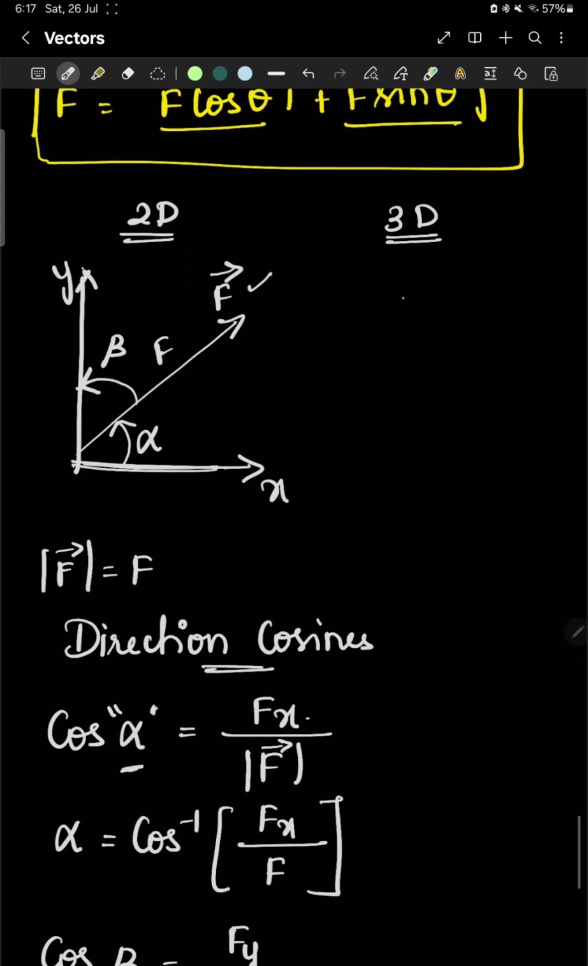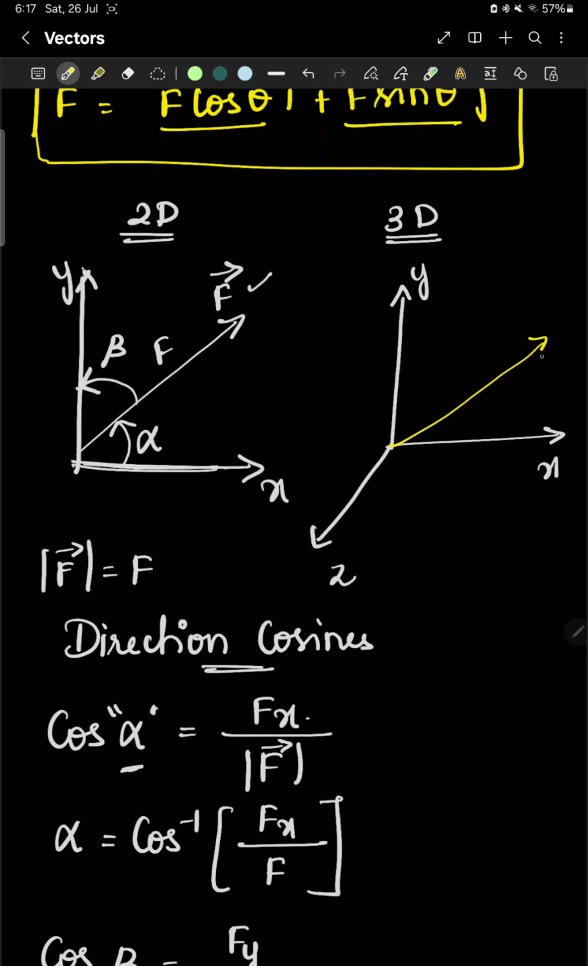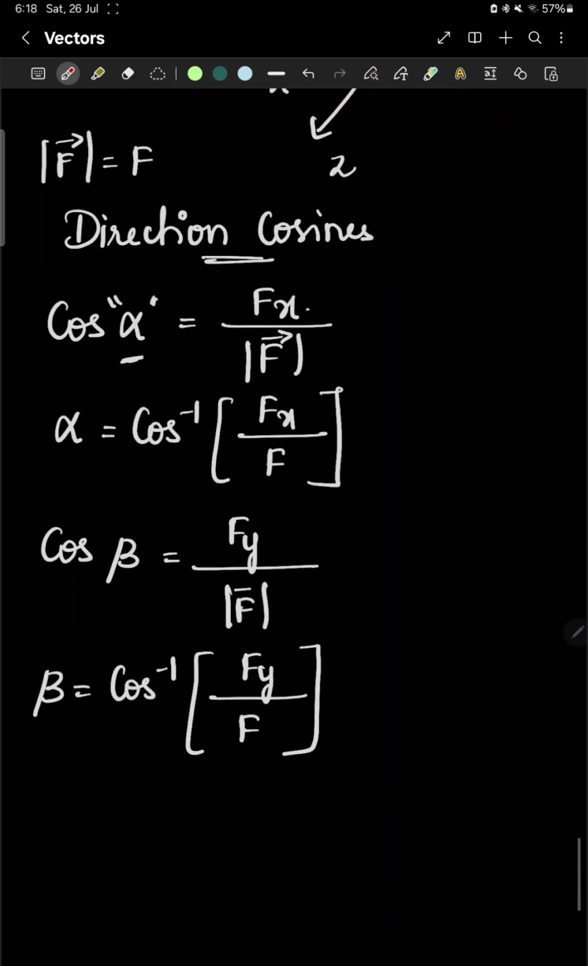Suppose I am having three dimensions, so one is along the x-axis, the y-axis and the z-axis. If I consider a vector, this vector can make angles with respect to all the axes. Consider it is making an alpha with respect to the x-axis and beta with respect to the y-axis, and with respect to the z-axis it is making an angle gamma. So the same formula we will be using.